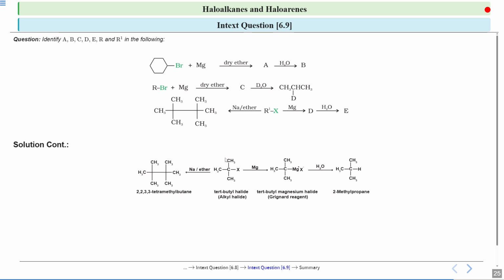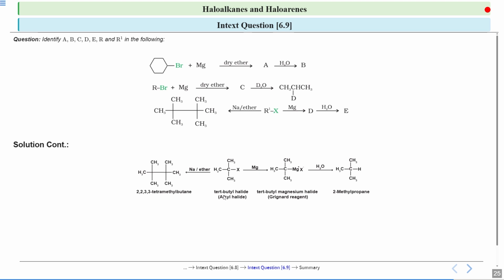Okay, and when this R1X is reacting with sodium in the presence of ether, you are getting a dialkyl, that is 2,2,3,3-tetramethyl butane. This is the IUPAC name of this structure. And from this structure already given in the question, you can identify what your R1 will be, because if an alkyl halide is reacting with sodium metal in the presence of ether, you will get your product as a dialkyl. So only this single alkyl will be your R1. You take this single alkyl and put it here as R1.